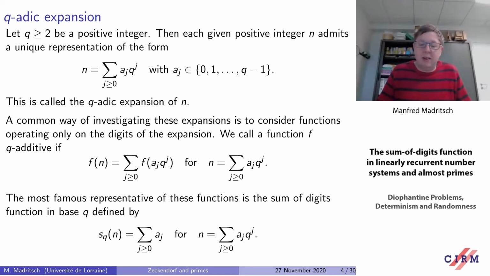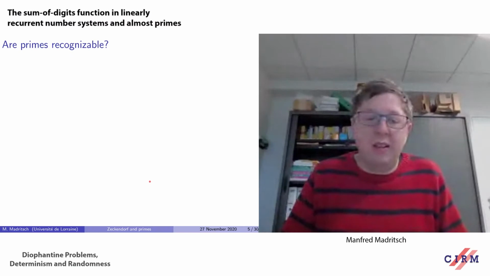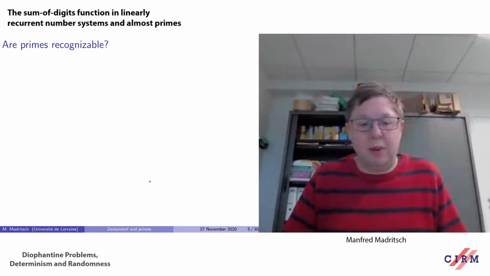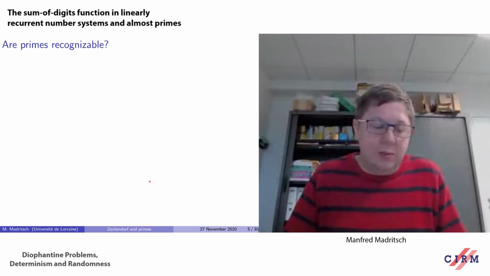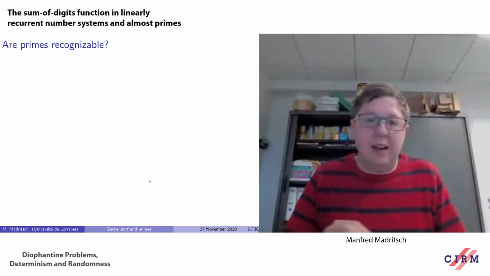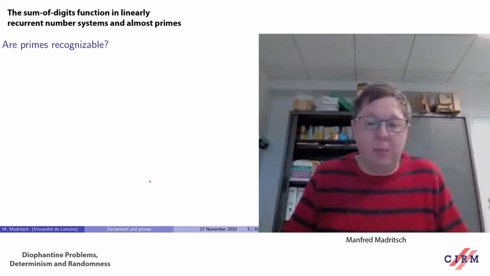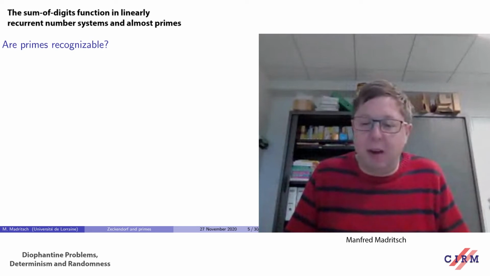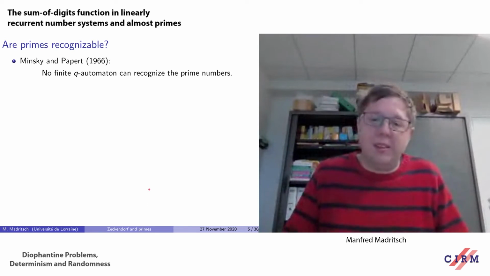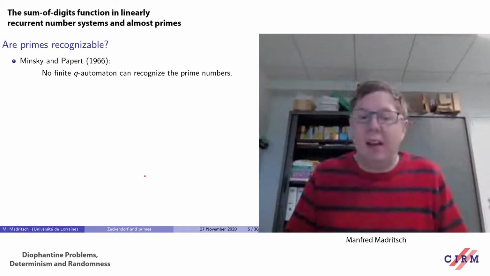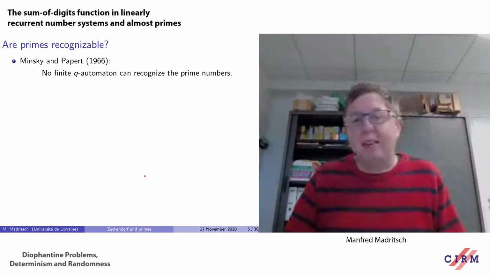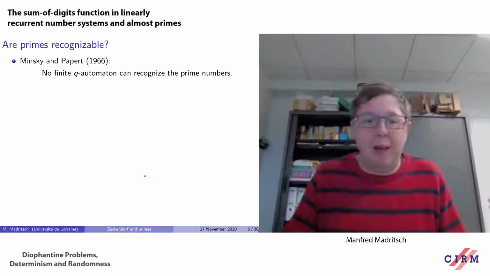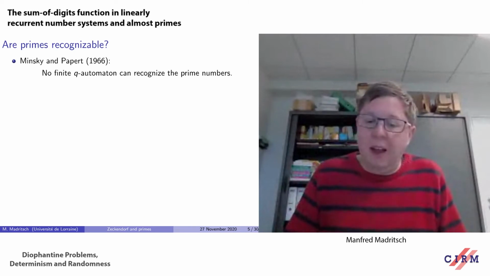The first thing we could ask ourselves is, are primes recognizable? What does this mean? This means that we have an automaton that takes the q-adic expansion of a number, and it says yes if it's a prime and no if it's not a prime. And as you think, if this were the case, then the talk would be over now. But no, in 66 it was already proven by Minsky and Papert that there is no finite q-automaton that can recognize the prime numbers.